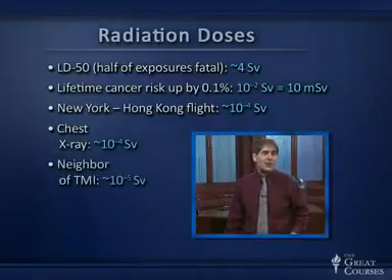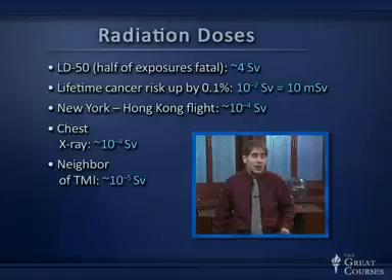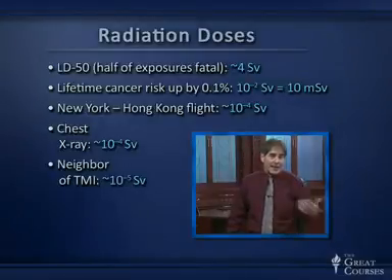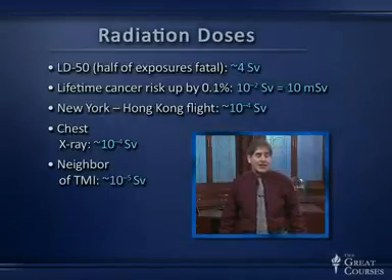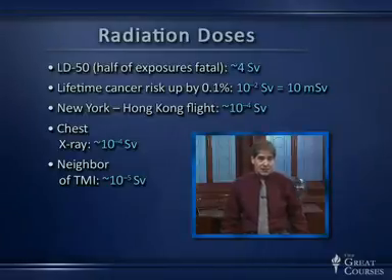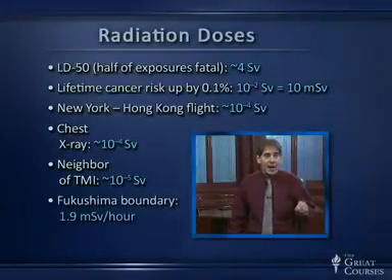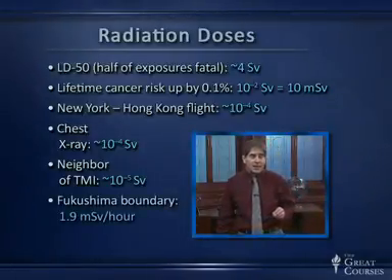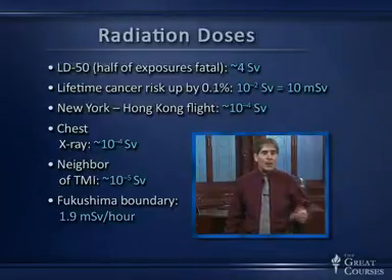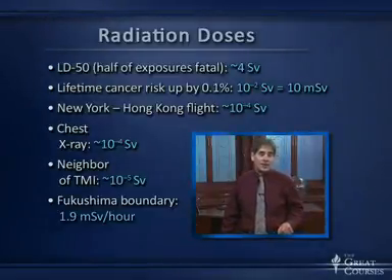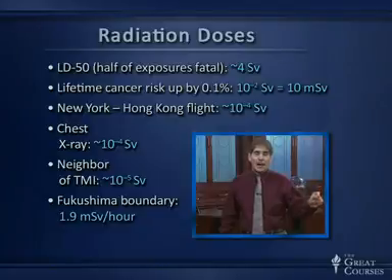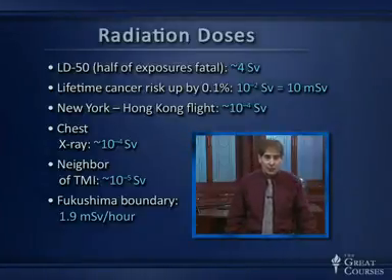If you were a neighbor of the Three Mile Island accident and you stayed put, you would pick up an extra dose of about 10^-5 sieverts, about 0.01 millisieverts. At the Fukushima plant boundary, during the height of that nuclear accident, the radiation dose was about 1.9 millisieverts per hour. So that's how much you'd pick up if you stood at the boundary of the plant. If you went inside, it would have gotten worse.